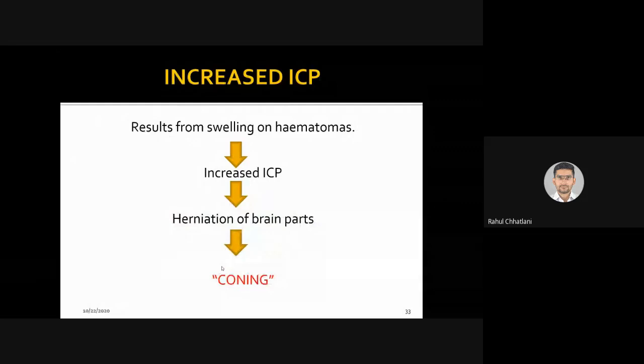Third important pathophysiology is increased intracranial pressure resulting from swelling or hematomas. It leads to an increase in intracranial pressure, leading to herniation of brain parts. Hernia as a whole is a term used to describe improper positioning of a body part, whether the brain or other body parts. So herniation here means moving the brain to one side, or from the normal position into some other position, which is also termed coning.